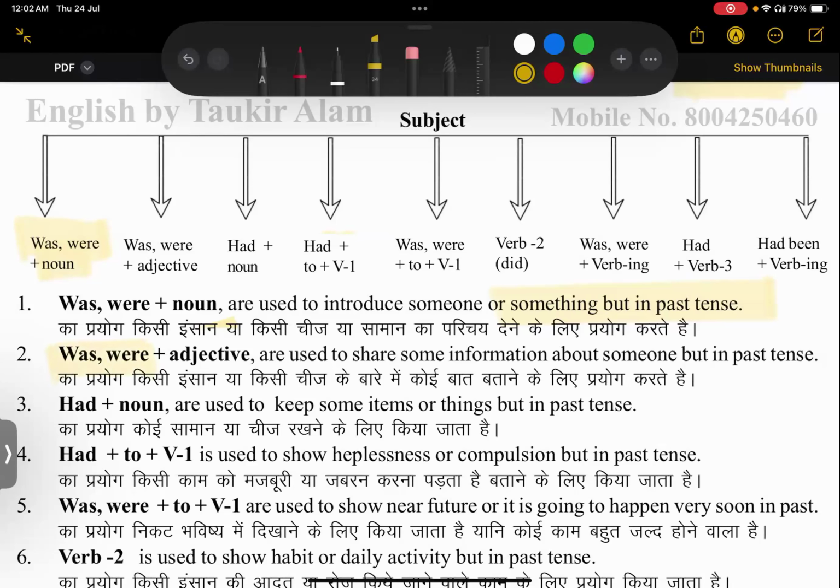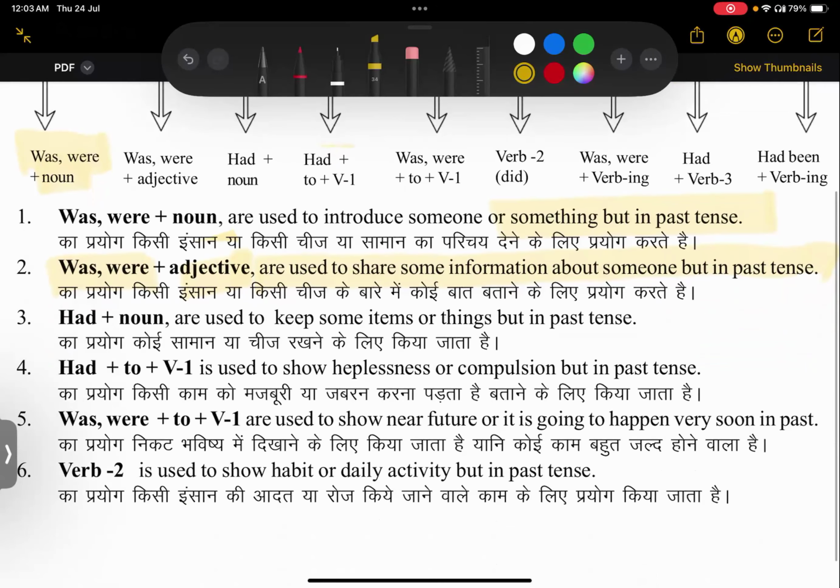Well, was verb plus adjective is used to show some information about someone, but in past. Was verb plus adjective means you want to share some information to this point or that point. Surely we will work on it, and I hope many students are going to speak well. Good.